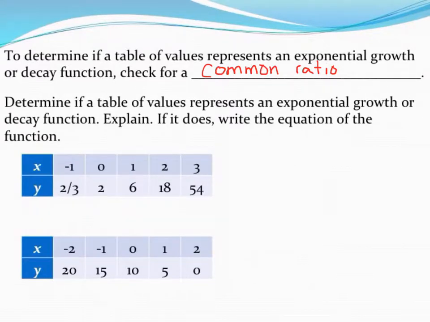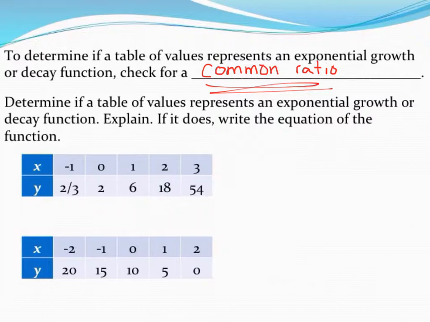In order to tell if a table of values represents an exponential growth or decay function, I want to look for a common ratio. In other words, is there a number that I'm consistently multiplying by in my y values? If I have that, then I have exponential growth or decay. If I don't, then I don't.